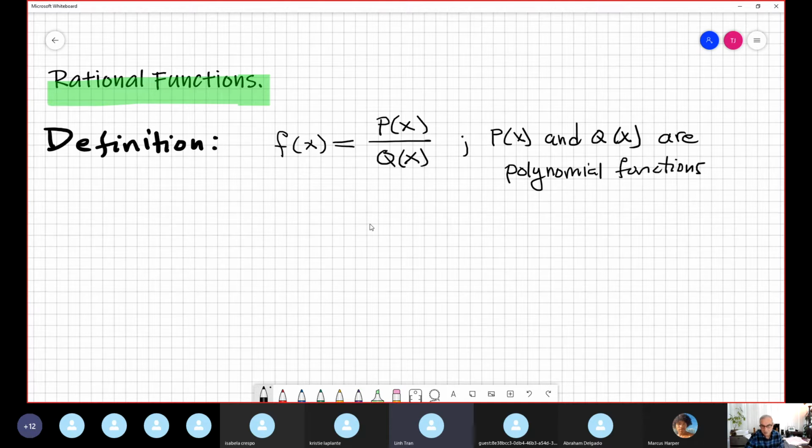Okay, however, one important thing to say, Q never is 0. Because you know very well what happens when you divide by 0. Totally out of the domain. So no 0. Q no 0. It's the only restriction.